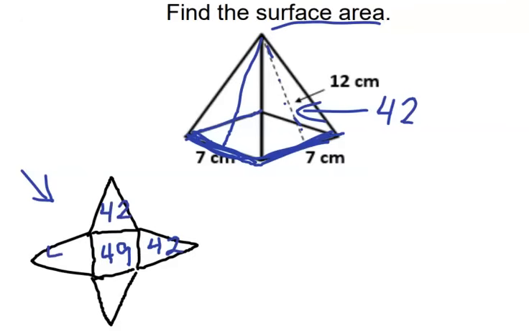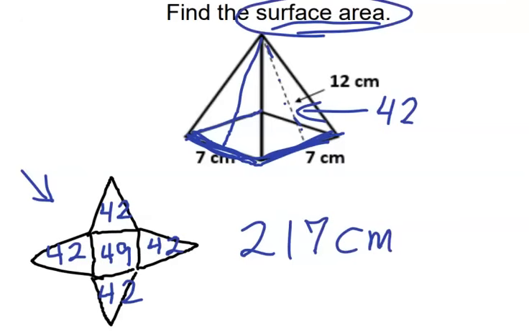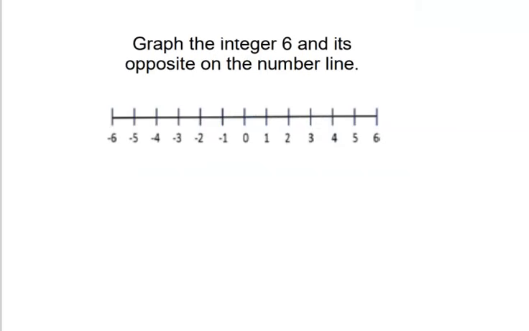Okay, so to find the surface area of the whole thing, you're just going to do 42. Well, let's do a shortcut. 42 times 4, and that's 168, plus 49, that equals 217 centimeters. Surface area is centimeters squared. Yes, 217 centimeters squared.